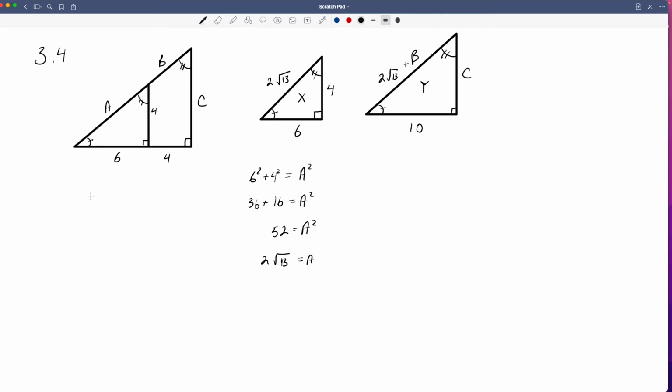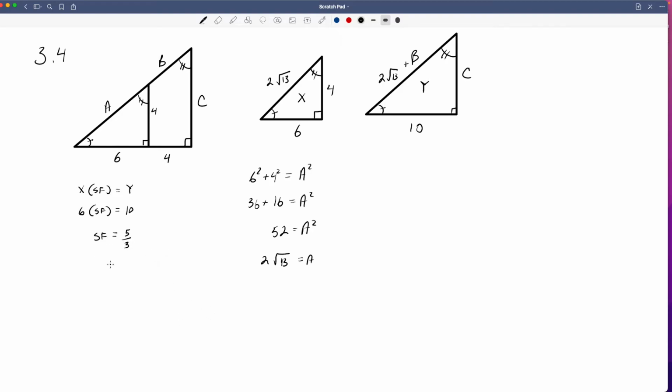Okay, so here's what I'm going to do for my scale factor. Since I have 6 and 10, I'm going to say X times some scale factor, triangle X times some scale factor, leads me to triangle Y. So 6 times some scale factor is going to lead me to 10. Divide both sides by 6. My scale factor becomes 10 over 6, which reduces to 5 over 3.